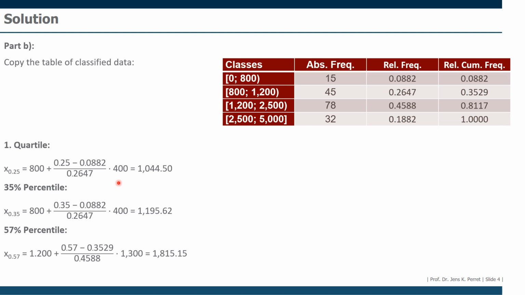Well, that's it. So the schematic we're going to use is always the same. I would say quantiles and percentiles for classified data is much easier than for unclassified data, because here we can always use exactly the same formula. With unclassified data, we have to consider whether we get an integer result or non-integer result, and then use a different formula. Here, it's always the same formula. The only thing I have to decide first is which class to work with.